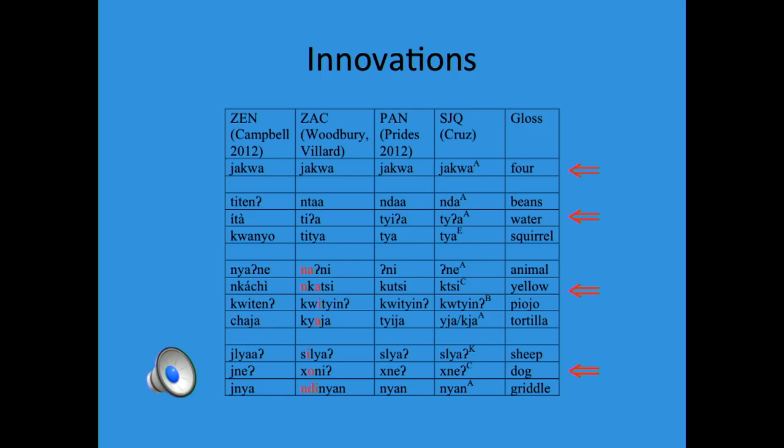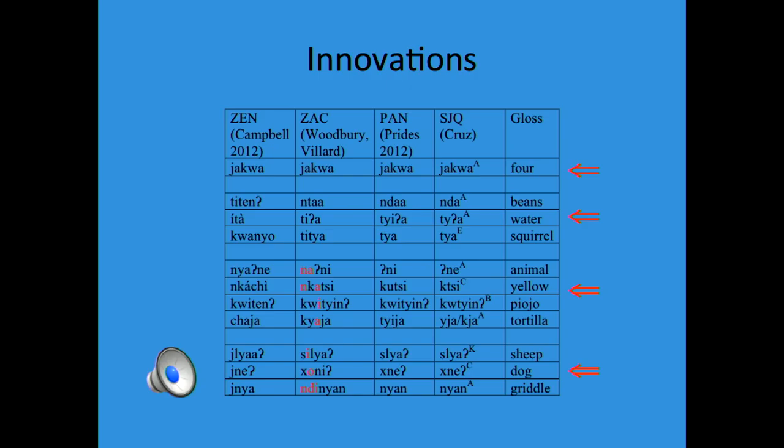And we also see that in Zacatepec, those are disyllabic words, and they change to monosyllabic in San Juan Quiahije. So then we have the other set of words, and for the animal, I forgot to change the word for piojo, that is lice.